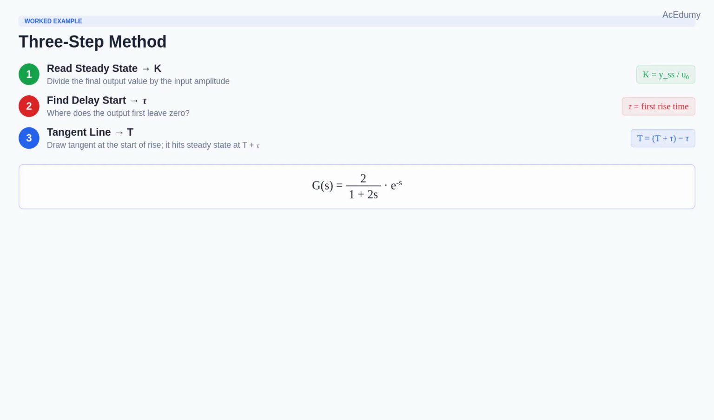Let us review the 3-step method for reading any first-order step response. Step 1. Read the steady-state value and divide by the input amplitude. That gives k. Step 2. Find where the output first leaves 0. That time is the delay tau. Step 3. Draw a tangent at the start of the rise. Where it hits the steady state gives T plus tau. Subtract tau to get T. 3 simple readings and you have the complete transfer function.